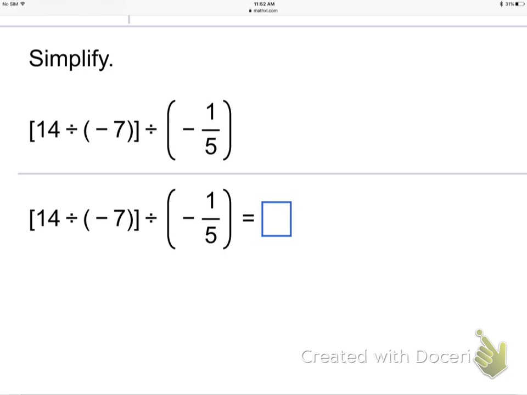So, let's do, you can just start with this part. Let me let you do that first. 14 divided by negative, you can just calculate if you want, negative 7. Is that first part going to be negative or positive? It's going to be negative, right? Because positive divided by negative, one negative, it's going to be negative. And it's just 2, right? 14 divided by 7 is 2, so negative 2.